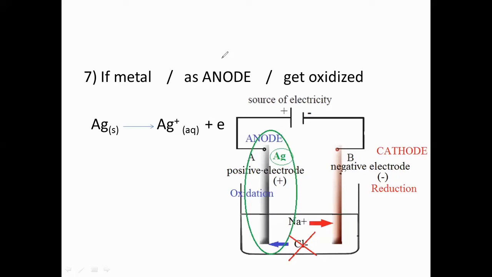Seventh convention, if a metal except platinum is used as the anode, it will get oxidized instead of the chloride ion or the negative ions.